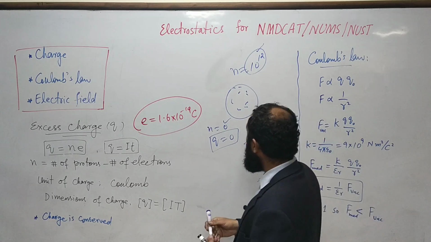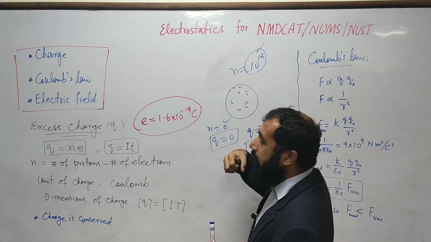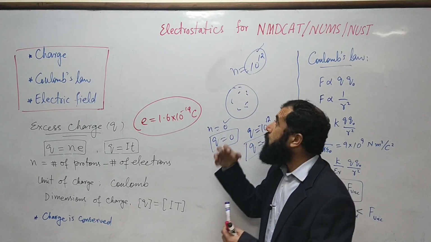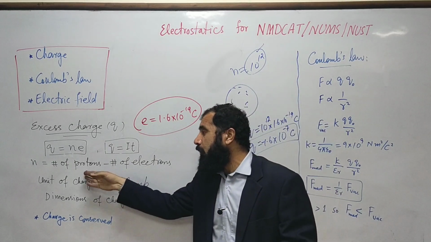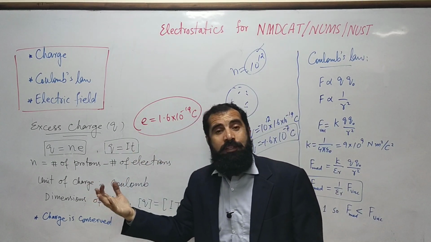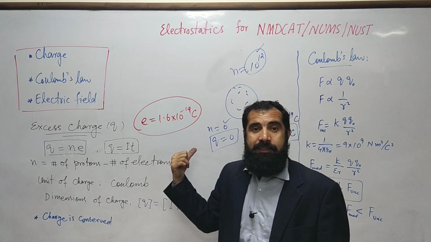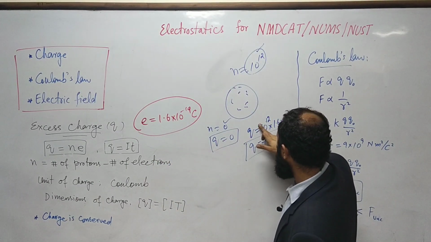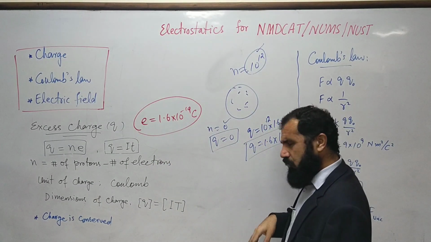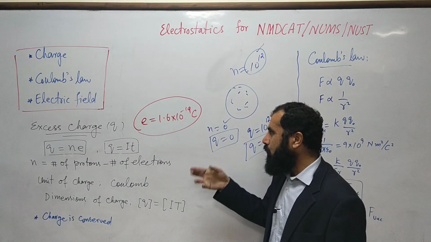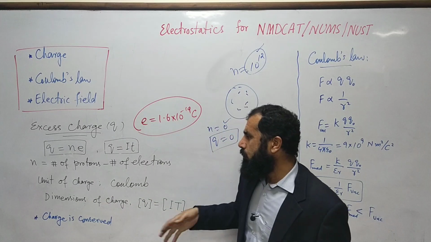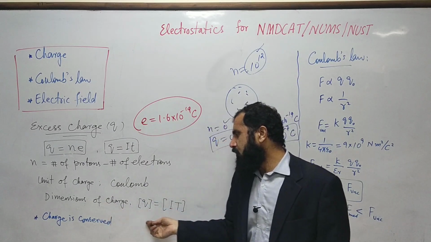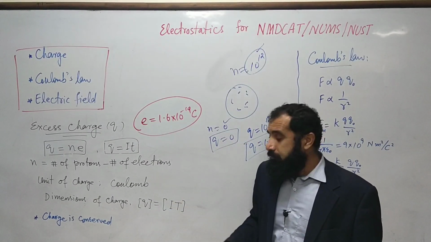And if you take 10 raised to the power 12 electrons from that material, in that case you would have more protons in that material. And then you will have a positive sign here. So accordingly you practice this. Then the unit of charge is Coulomb, you know it, and the dimensions of charge are Q equals IT.